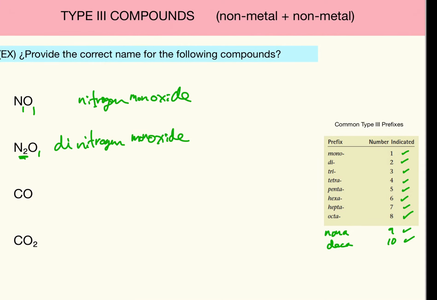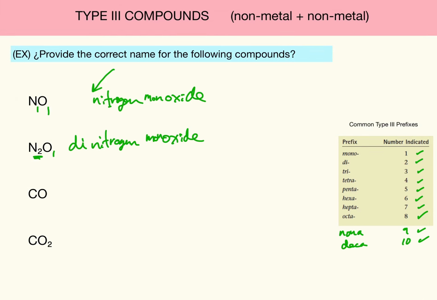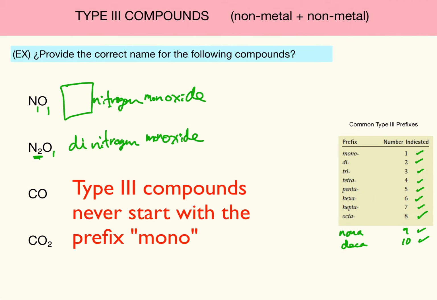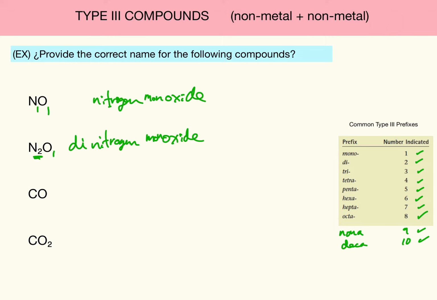One thing to remember is both the positive and negative pieces will always take a prefix except when the positive piece is mono. So it wouldn't be mononitrogen monoxide, it's just nitrogen monoxide. So a type 3 name can never begin with the prefix mono. Or as a nurse in one of my classes once put it, the first word can never catch mono. I guess you're right. That's one way to put it. But other than that, they're always going to have one.